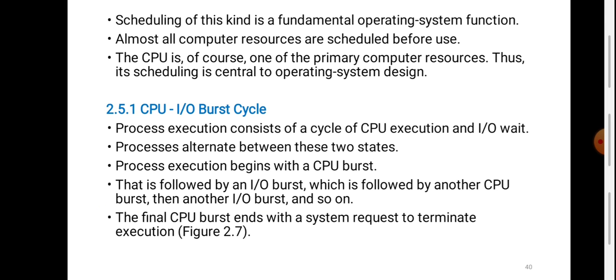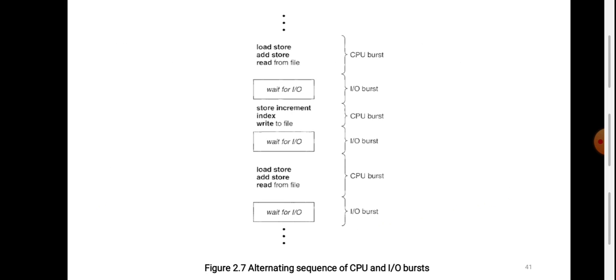So this CPU and input output burst cycle is shown in this figure. You can see the instructions executing here: load, store, add, store, and read from the file. When these instructions are executing, the process is using the CPU. This is a CPU burst. Now suddenly that process wants to wait for input output. At that time it changes from CPU to input output device. So this is called an input output burst.